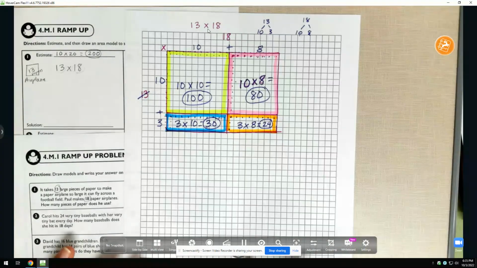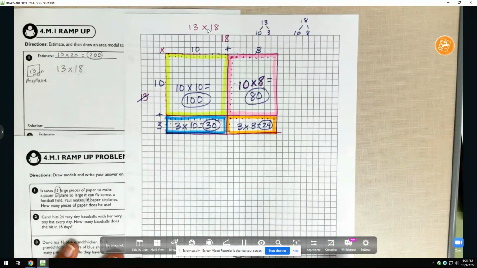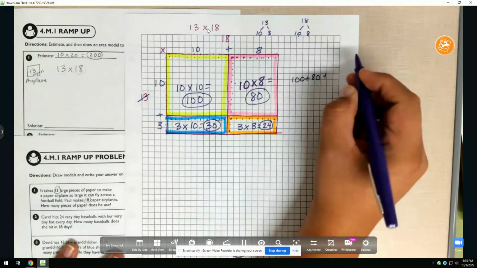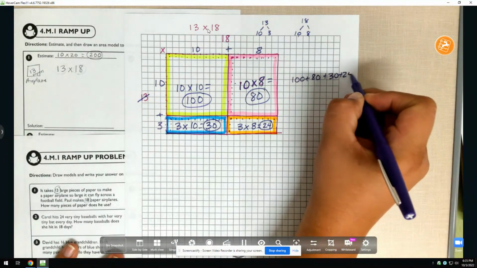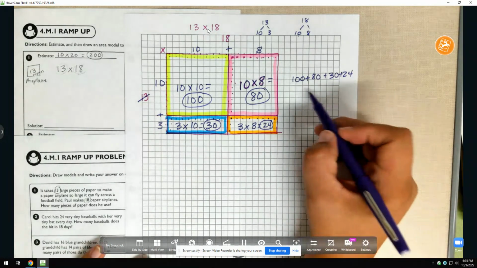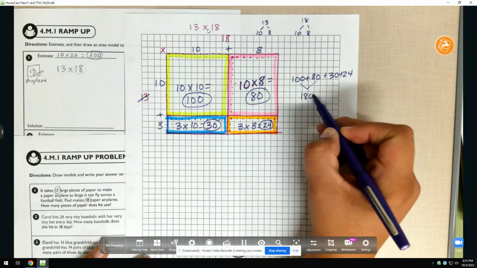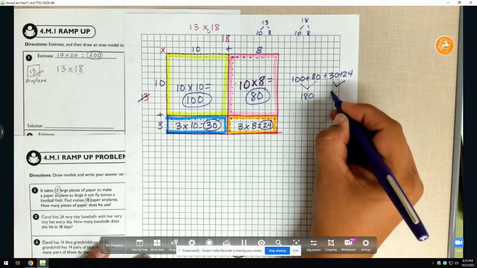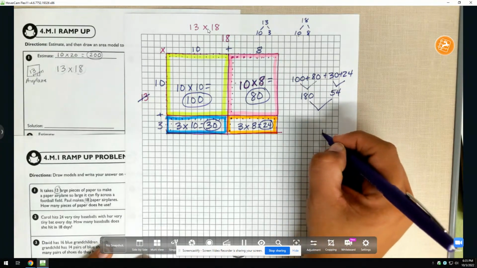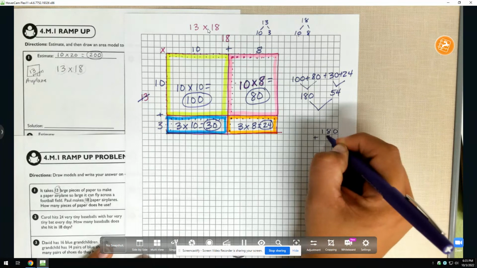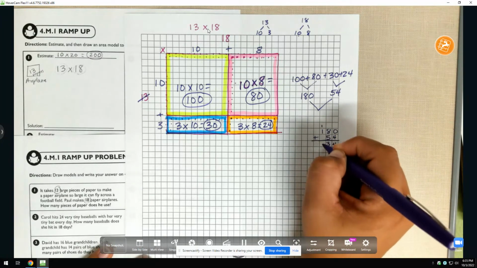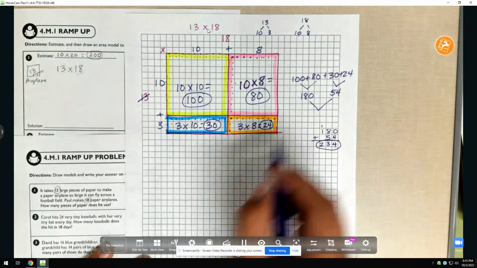All right, so now what I'm going to do is add up all my partial products. 100 plus 80 plus 30 plus 24. 100 plus 80 is 180. 30 plus 24 is 54. And if I were to add 180 plus 54, I get 234.